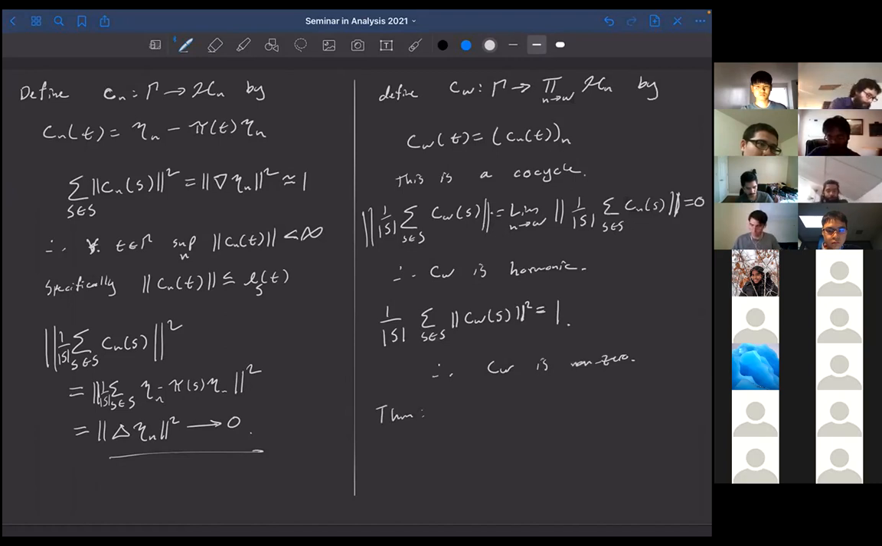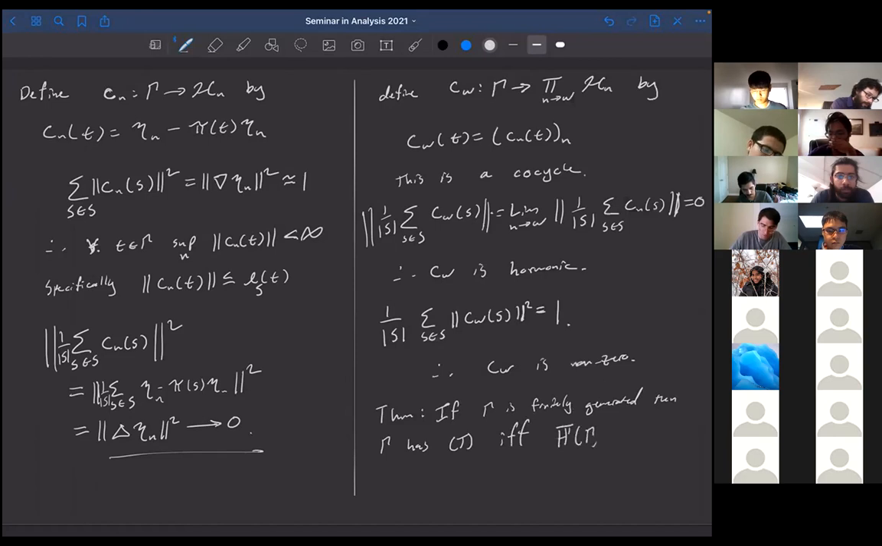Although it was maybe implicit in earlier work. And the theorem is that if gamma is finitely generated, then gamma has property T if and only if the reduced cohomology of gamma is zero for all representations. All right, so the Delorme-Guichardet theorem said that this was true for the non-reduced cohomology, but it's also true for the reduced cohomology if you restrict to finitely generated groups. And the proof we just gave is the proof, because if you don't have property T, then we produced a non-trivial harmonic cocycle. But conversely, if you have property T, then already the non-reduced cohomology groups vanish, and hence so the reduced cohomology groups also vanish.